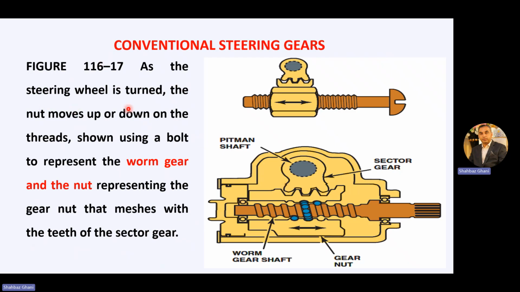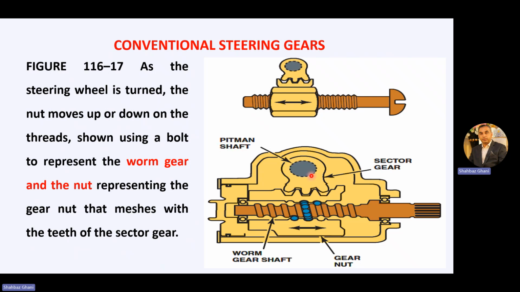As the steering wheel is turned, the nut moves up or down on the threads, shown using a bolt to represent a worm gear and the nut representing the gear nut that meshes with the teeth of the sector gear. So this is where you have a pitman shaft. The input gear is this, and this is the worm gear or sector gear where we move right and left. We are giving input here and getting output in this direction.